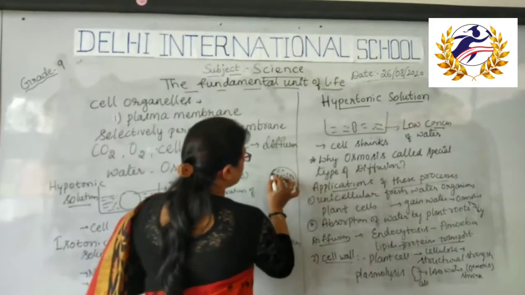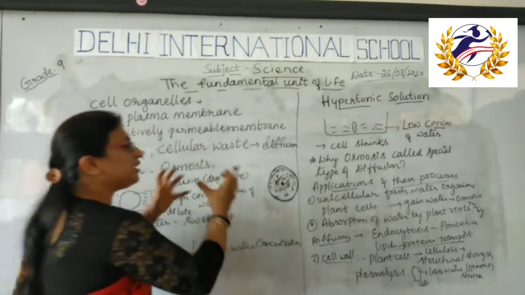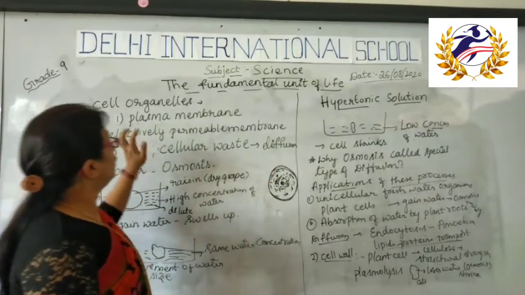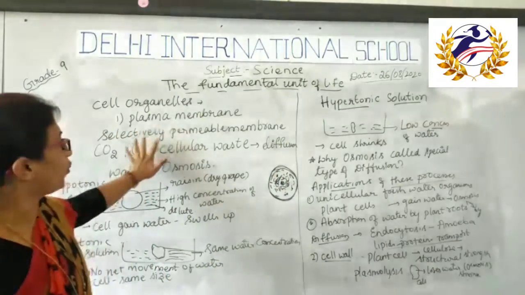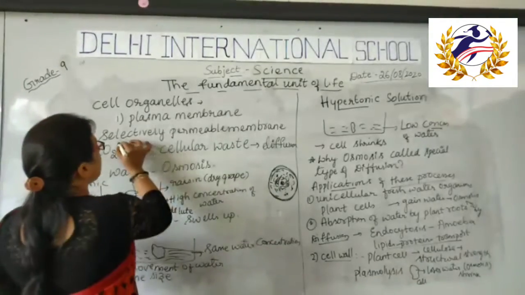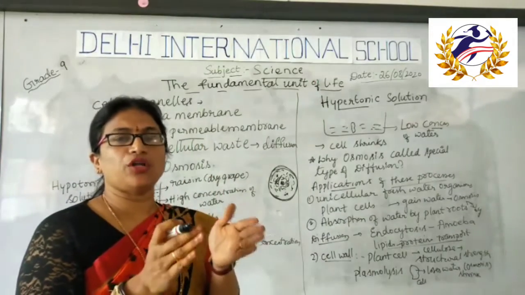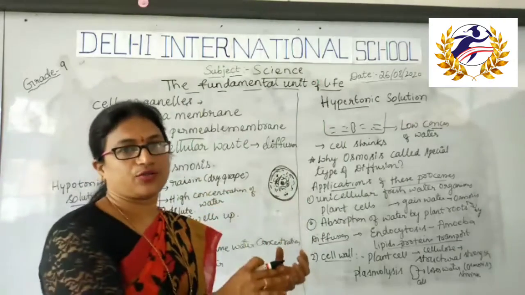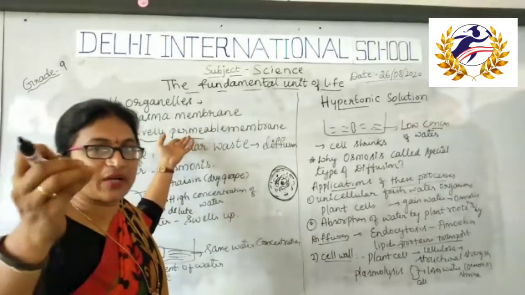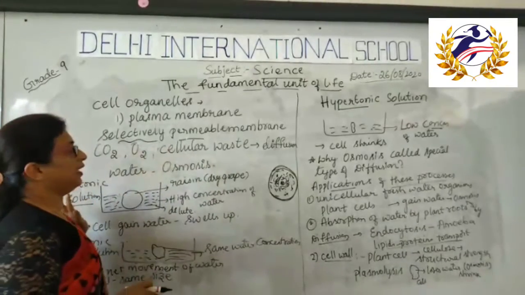First we will see the plasma membrane, which holds all the cell content perfectly. It is also called the selectively permeable membrane. Selectively permeable means it selects which molecules have to go in and which have to go out. It is selectively permeable to specific molecules to go in and out of the cell.